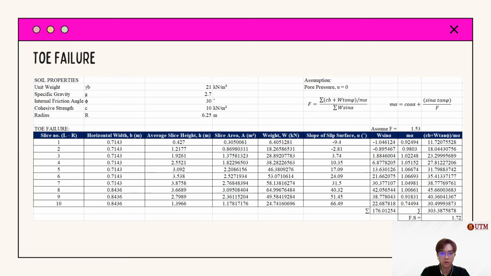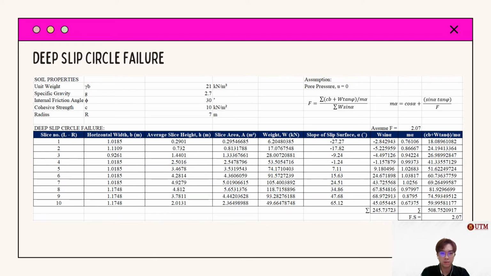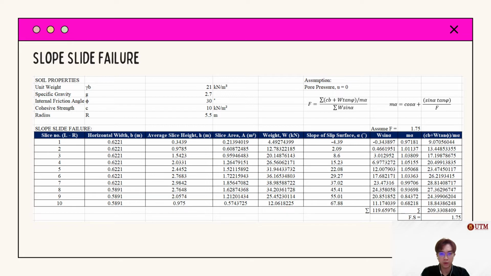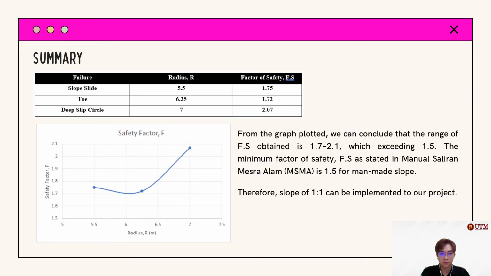This is the calculation for toe failure, and we get a factor of safety equal to 1.72 by assuming the initial factor of safety equal to 1.53. This is the calculation for deep slip circle failure, and we get a factor of safety equal to 2.07. This is the calculation for slope slide circle failure, and we get a factor of safety equal to 1.75. A graph of factor of safety versus radius is plotted. The range of factor of safety obtained is between 1.7 to 2.1, which is more than 1.5, the minimum factor of safety stated in MASMA. Therefore, slope ratio 1:1 can be implemented in our project.